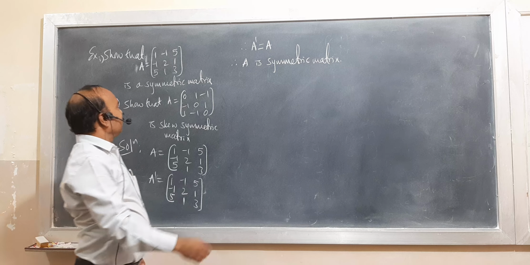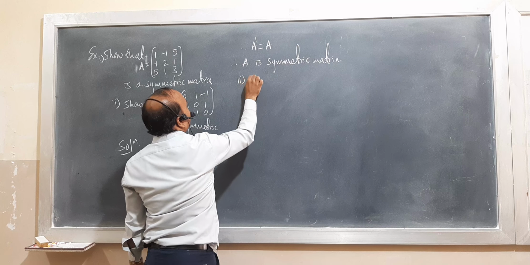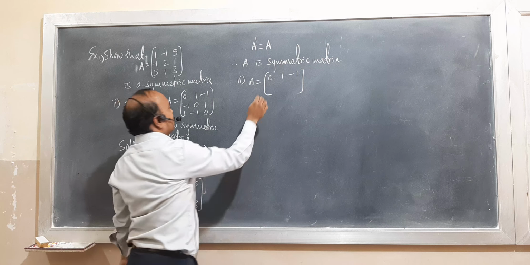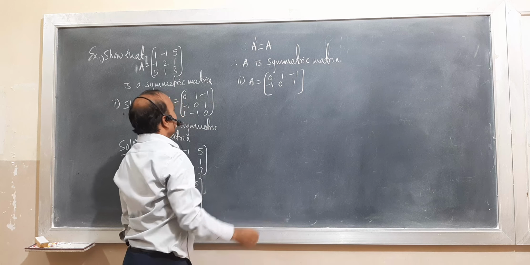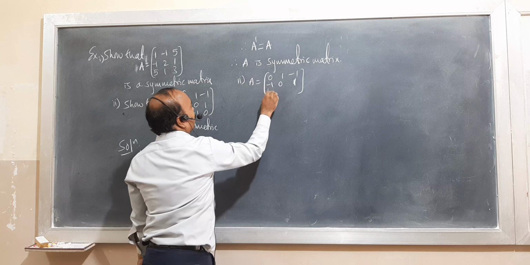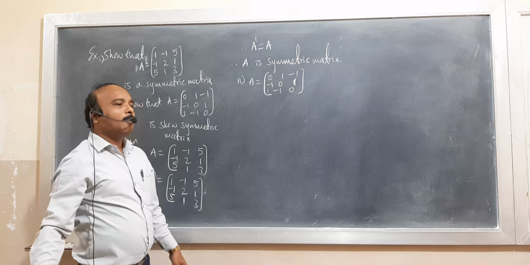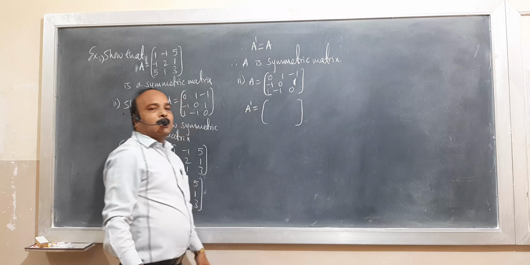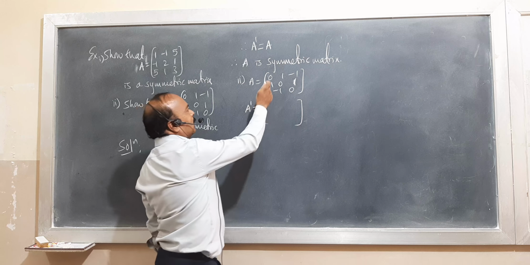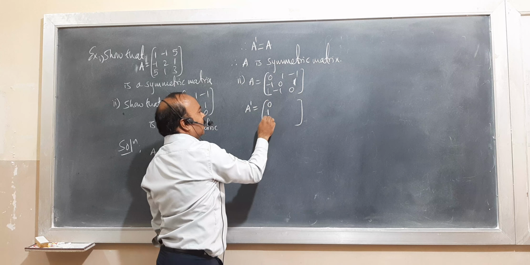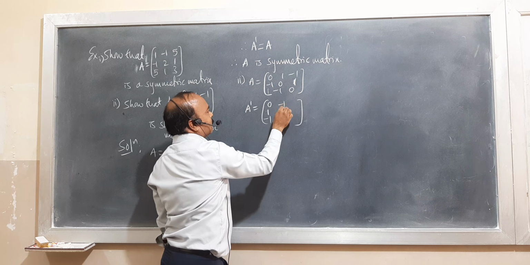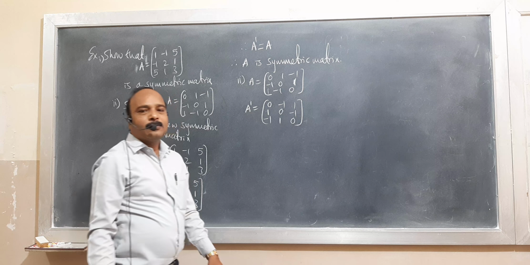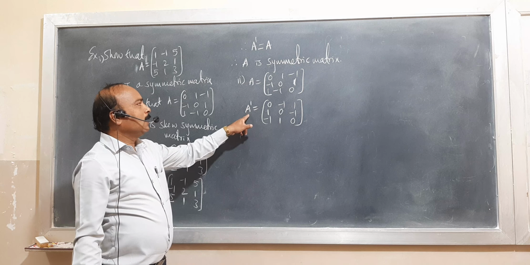Now we go for the second one. Here it is given that A equals 0 1 minus 1, second row minus 1 0 1, and third row is 1 minus 1 0. Now we go for A dash, that is the transpose of A. For the transpose of A, we write rows into columns, that is 0 1 minus 1 into a column, minus 1 0 1 into a column, next 1 minus 1 0 into a column. It is the A dash value.